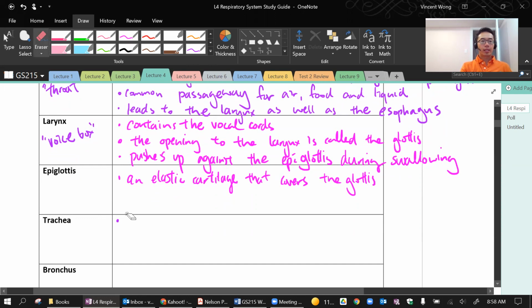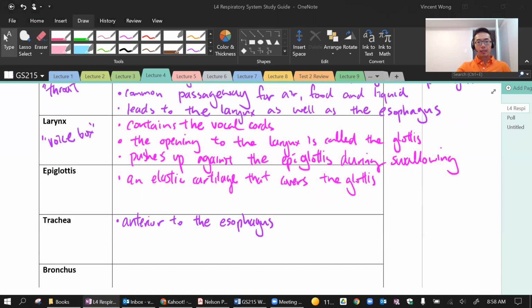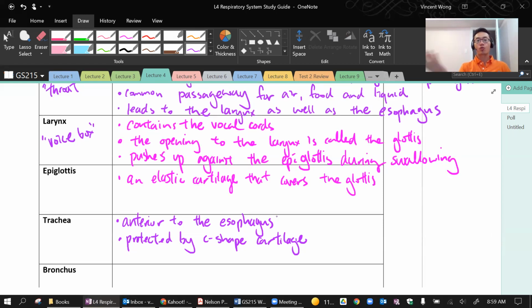Okay, trachea now. The trachea is anterior to the esophagus. It is protected by C-shaped cartilage. The reason it has to be C-shaped is because the esophagus is behind it, so you don't want to restrict the esophagus as well. You just want to protect the trachea.